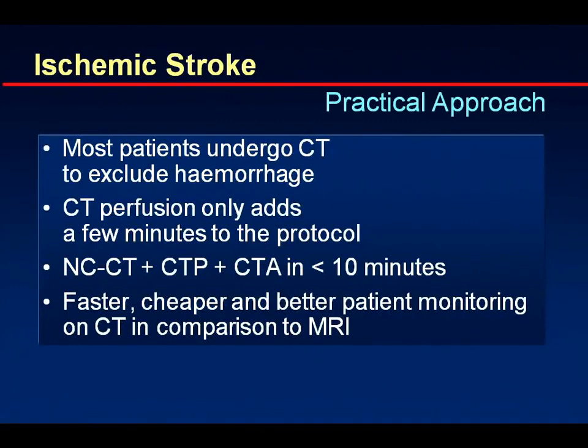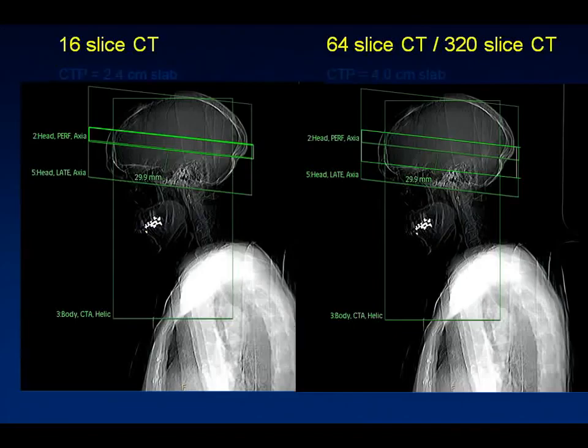So if you look at a practical approach, CT I think is interesting because it is available. Most patients undergo it anyway to exclude hemorrhage. The perfusion adds only a few minutes to the protocol. And if you do everything and have streamlined it, you can do it in less than 10 minutes. And it's, of course, cheaper, and it allows for better patient monitoring in comparison to MR. Here you see the effect on a 16-slice scanner. It's a relatively small area. 64 allows you more. And on a 320, you can scan the whole brain within one rotation.